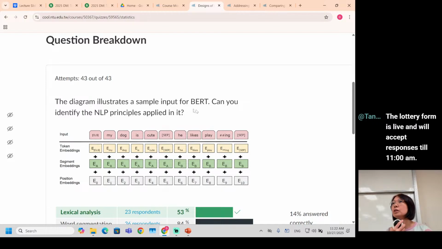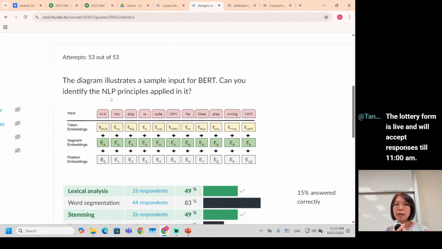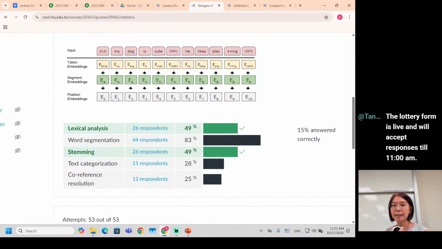You guys finish? Okay, so then, let's see. The diagram illustrates a simple input of BERT. Can you identify the NLP principle applied in it? Every year people were actually confused by me.